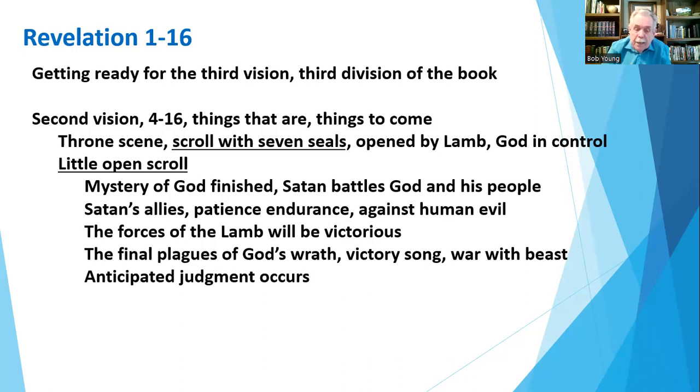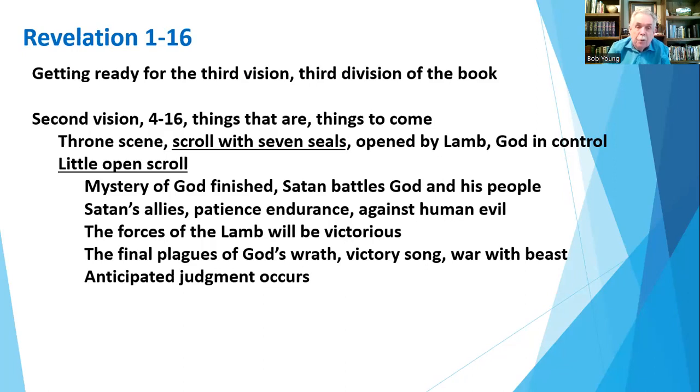But in chapter 14, the forces of the Lamb will be victorious, the 144,000 seen again with the Lamb on Mount Zion. Three announcements: the gospel, that is also a gospel of judgment, the fall of Rome, the fall of Babylon, that is, and judgment on the beast worshipers. The earth is reaped, and the grape harvest is thrown to the winepress of God's wrath.